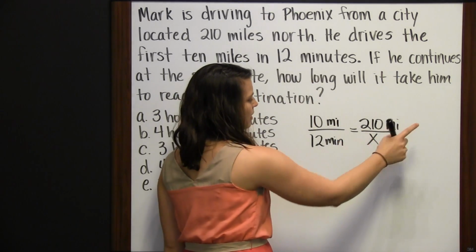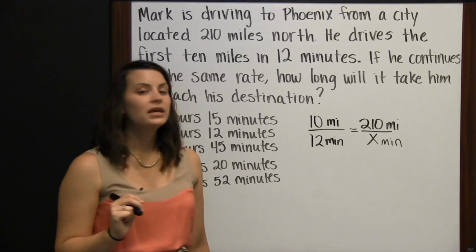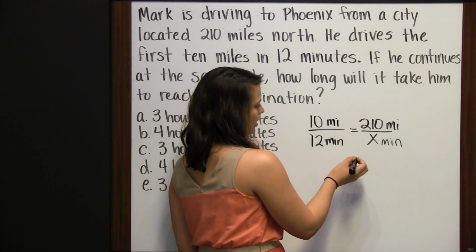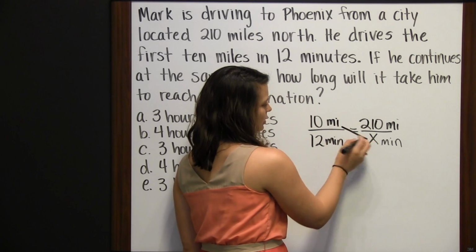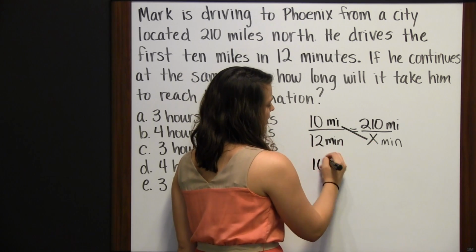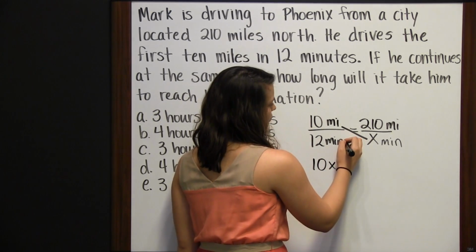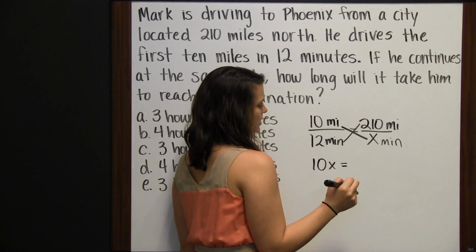Miles to minutes, miles to minutes. And to solve a proportion, we cross multiply. So 10 times x is 10x equals 12 times 210.